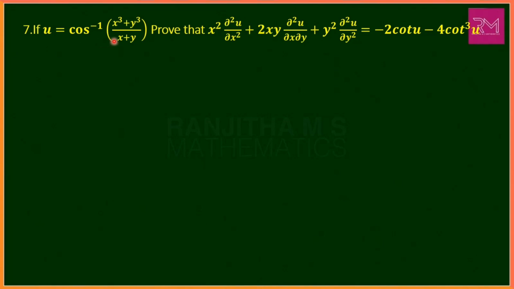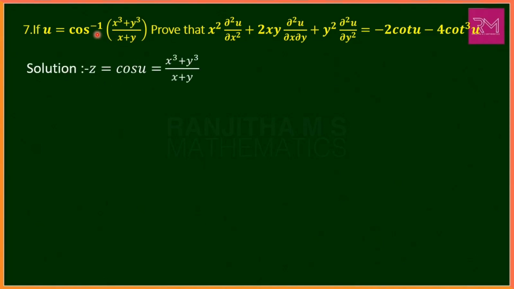If u is equal to cos inverse of (x cube plus y cube) by (x plus y), prove that x square into del square u by del x square plus 2xy into del square u by del x del y plus y square into del square u by del y square, which is equal to minus 2 cot u minus 4 cot cube u. First take the given problem.